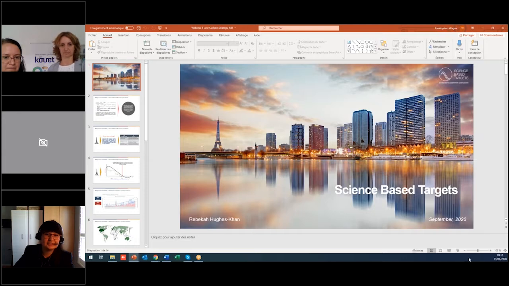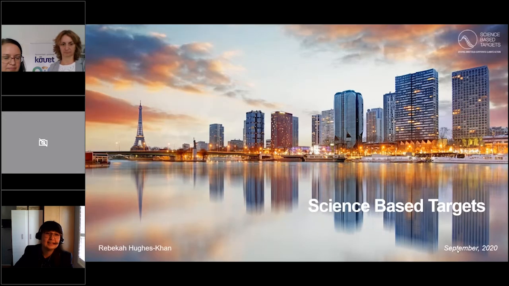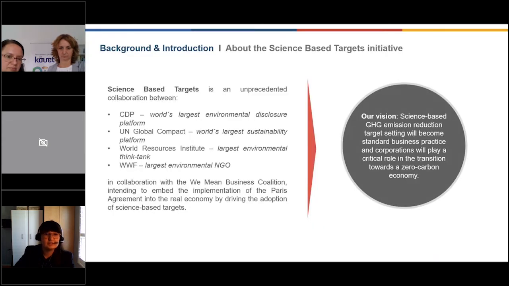As previously introduced, my name is Rebecca. I'm based at WWF in Cape Town, but I work predominantly as an engagement and target analyst for the Science Based Targets Initiative internationally. So today I'll just be focusing on a broad overview and introduction of the Science Based Targets Initiative, as well as the concept of science-based target setting. And it flows nicely into the previous discussion around an action plan that I'll touch on in the upcoming slides.